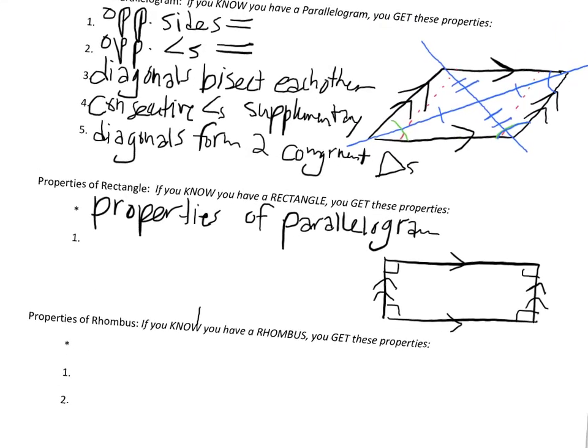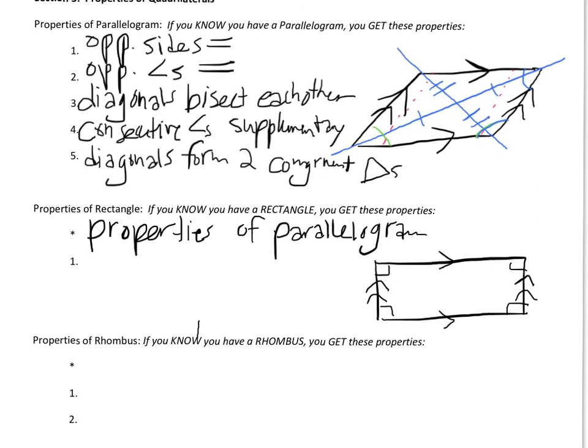So we know that opposite sides are equal, opposite angles are equal, diagonals bisect each other, just in the same way. Consecutive angles are supplementary. Well, they all are 90, and so if you add any of the consecutive 2, they'll all add up to 180, and diagonals form 2 congruent triangles. But a rectangle has one additional property that parallelograms do not have, and that's they have congruent diagonals.